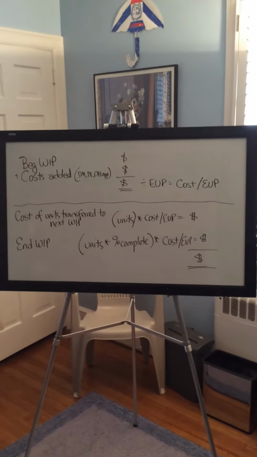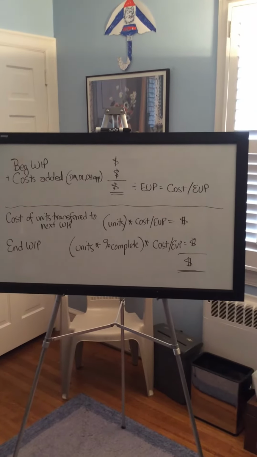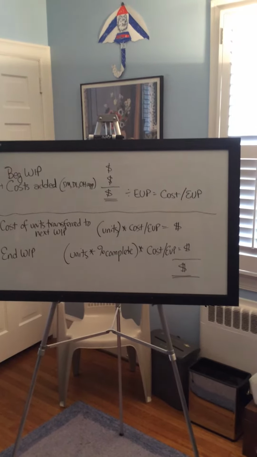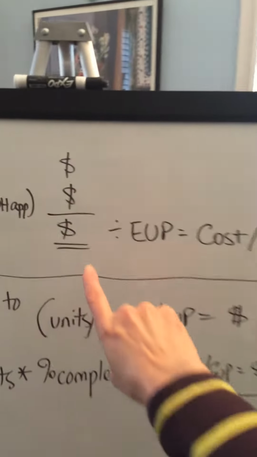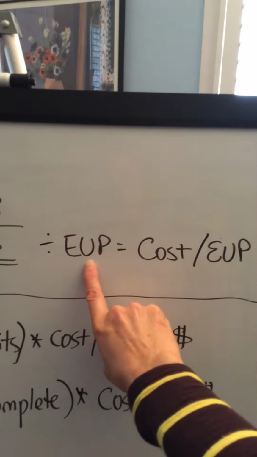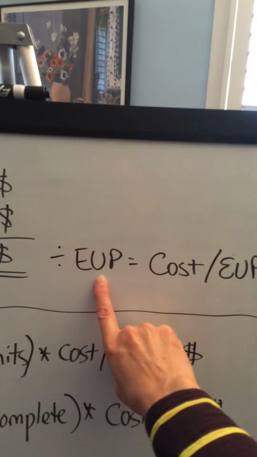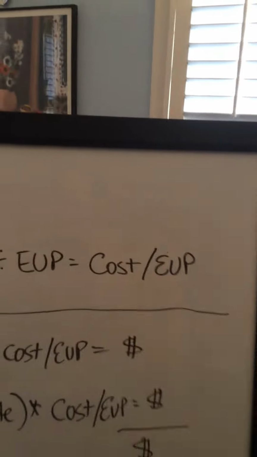So up at the top here, we're going to have beginning WIP plus cost added, DM, DL, OH applied, and those are going to go onto our WIP inventory T account just like always. So we're going to total those up. And then what we're going to do now is take that total cost and divide it by the equivalent units of production, how much work we did, 4,900 equivalent units of work in the last example. And that's going to get us a cost per equivalent unit of production.